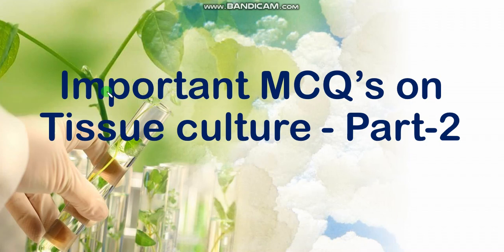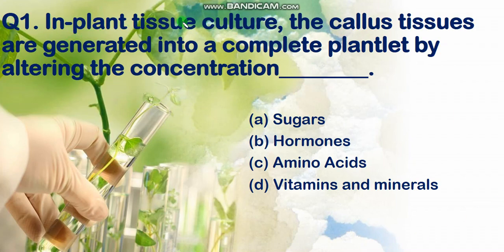Today we are here to discuss important MCQs on tissue culture part 2. Coming to the question number 1. In plant tissue culture, the callus tissue are generated into a complete plantlet by altering the concentration of option A sugars, option B hormones, option C amino acids, option D vitamins and minerals. Here correct answer is hormones.